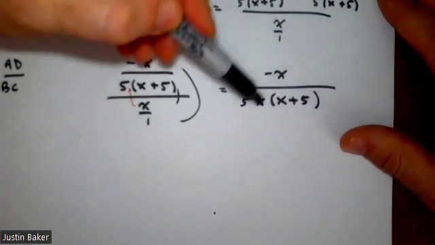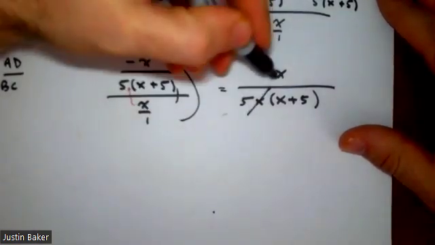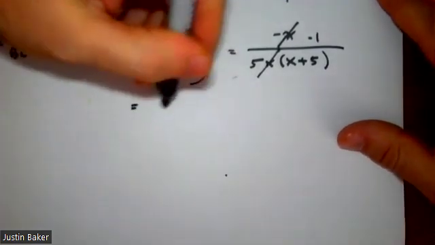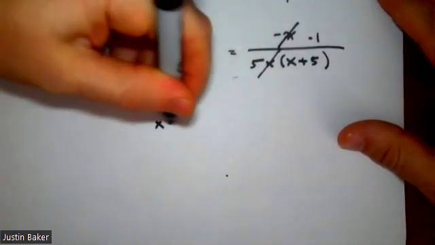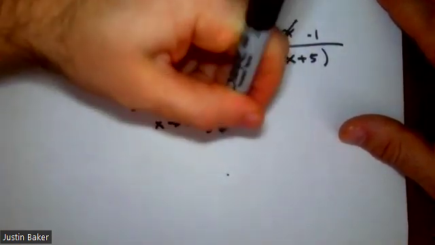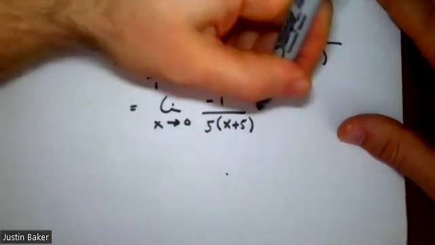Yes, this x and this x could cancel. And since we're out of things on the top, that leaves us a negative 1. So this is now the limit as x approaches 0 of negative 1 over 5 times x plus 5.